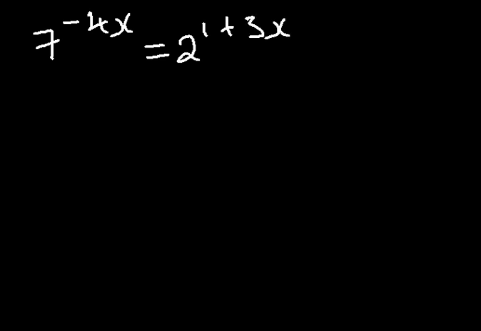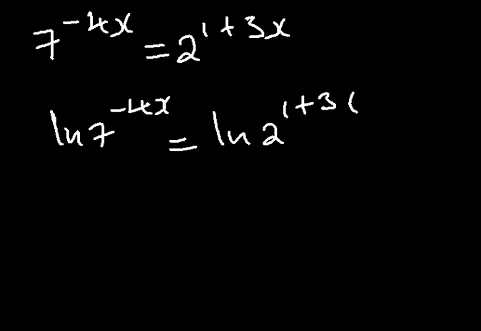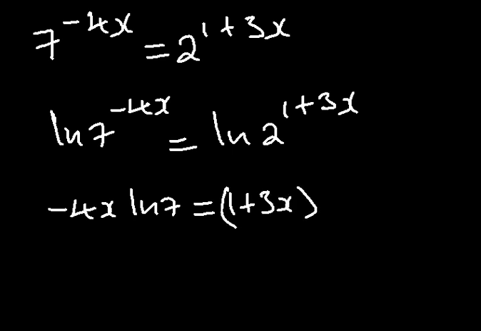And let's say we have 7 to the power negative 4x, which is equal to 2 to the power 1 plus 3x. So in this case, you are going to introduce ln on both sides. That will give ln 7 to the power negative 4x, which is equal to ln 2 to the power 1 plus 3x. In this case, we'll have negative 4x times ln 7, which is equal to 1 plus 3x times ln 2.